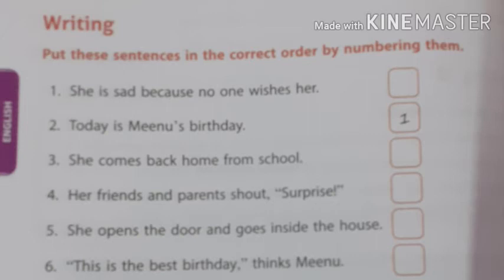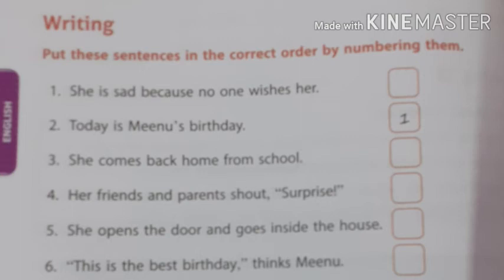Here is a textual activity. Put these sentences in the correct order by numbering them. Here they are given six sentences. I will read them one by one. First one, she is sad because no one wishes her. Second one, today is Minu's birthday. Third one, she comes back home from school. Fourth one, her friends and parents shout surprise. Fifth one, she opens the door and goes inside the house. And the last one, this is the best birthday, thinks Minu. So we need to arrange the sentences in the correct order. They are given one example.